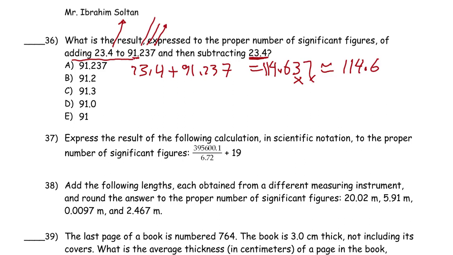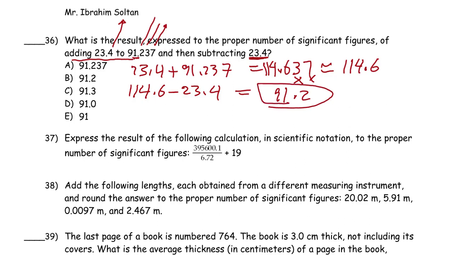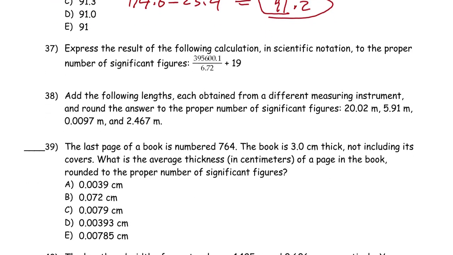So let's make the subtraction. 114.6 minus 23.4. The answer must have only 1 decimal place. 6 minus 4 is 2. 4 minus 3 is 1. 11 minus 2 is 9. So the answer is 91.2. Letter B. Let's move to 37.